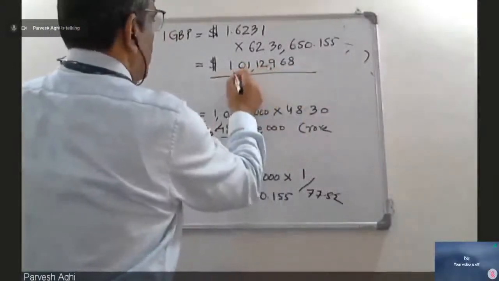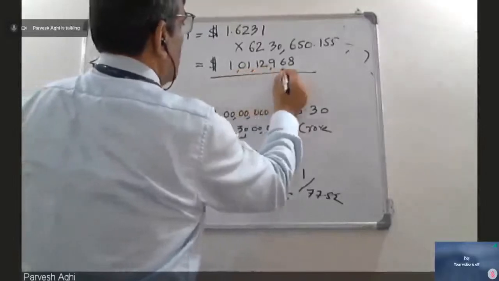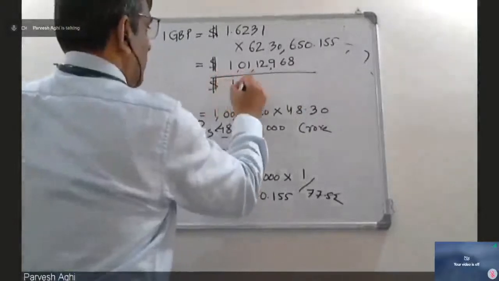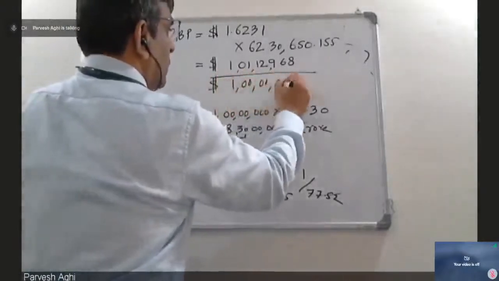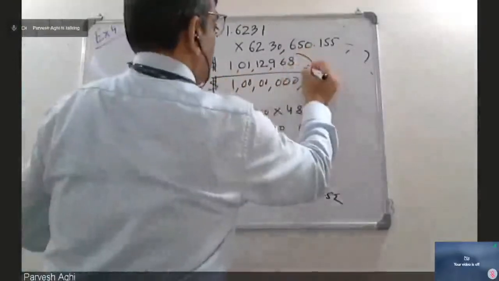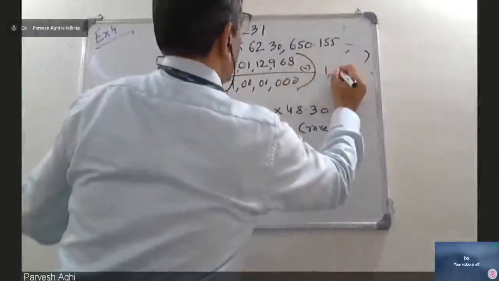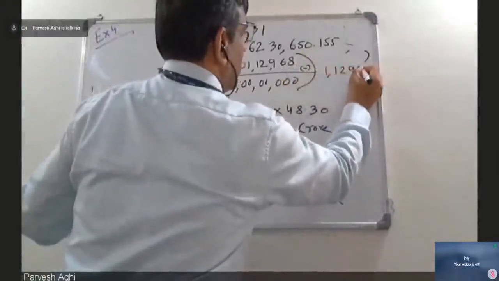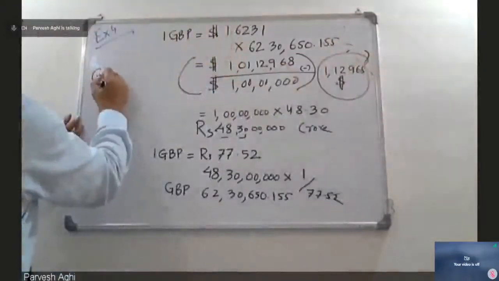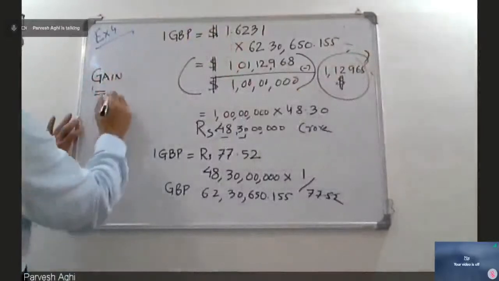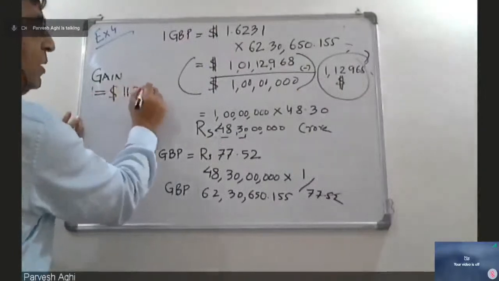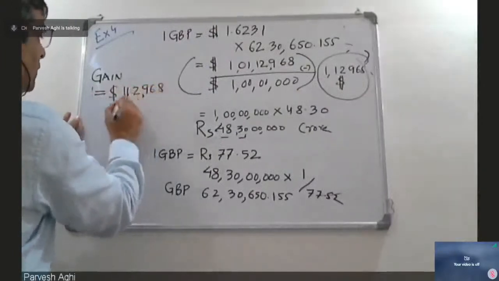I had $1 crore initially, now it has become 1 crore 1,12,968. Okay. So I had, in India, $1 crore. Now by doing this arbitrage, the difference of this will be my gain, which will be 1,12,968. So this is my gain. So my arbitrage gain is, I am writing it back, $1,12,968. So this is his gain.